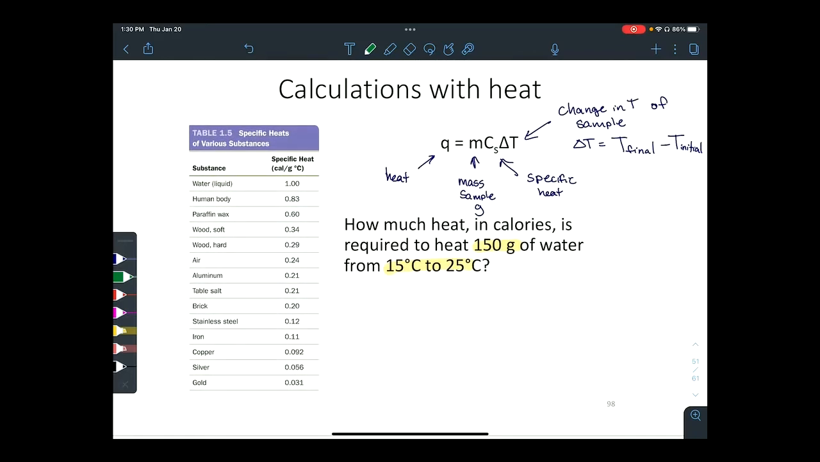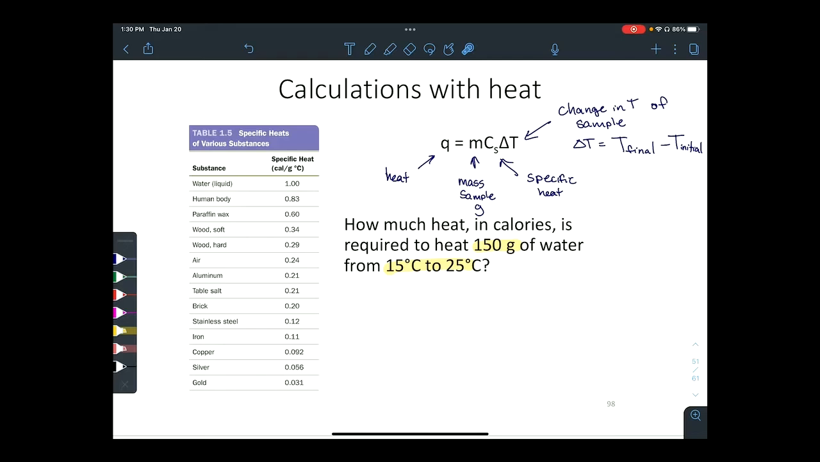All right, so calculations with heat and specific heat. Memorize this equation: Q equals MCAT. That's how I memorize it. Q, or heat energy, equals M, mass, times specific heat, that's your C, times delta T, which means change in temperature of your sample. So I memorize that Q equals MCAT, where the triangle is an A.